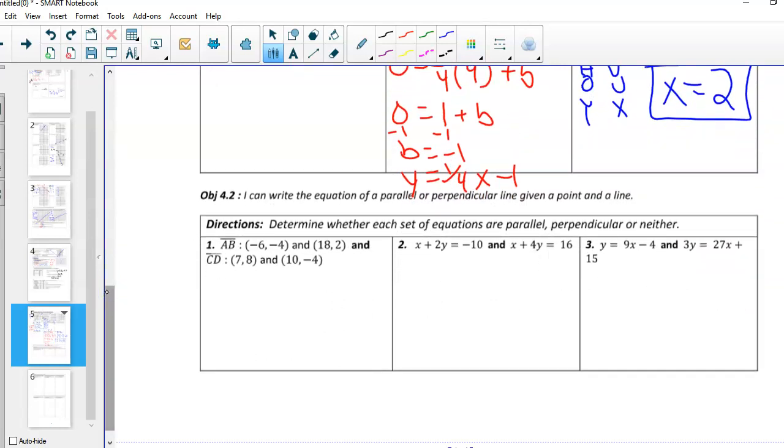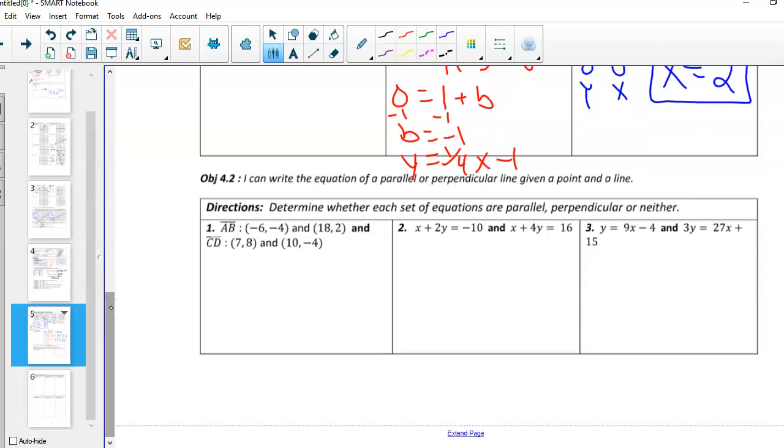Last section: writing equations that are parallel and perpendicular. For parallel lines, what do we know about the slopes? The slopes are the same, the y-intercepts are different. What do we know about perpendicular lines? They do cross, and the slopes are the negative reciprocals.